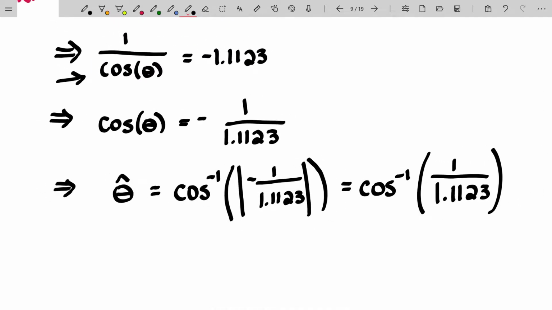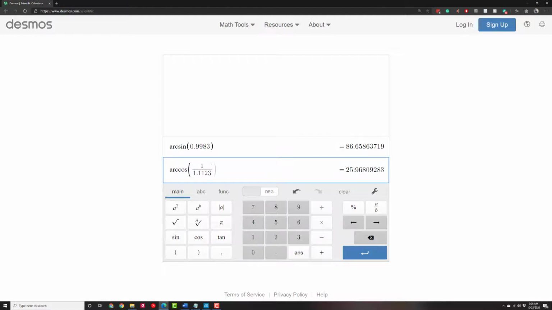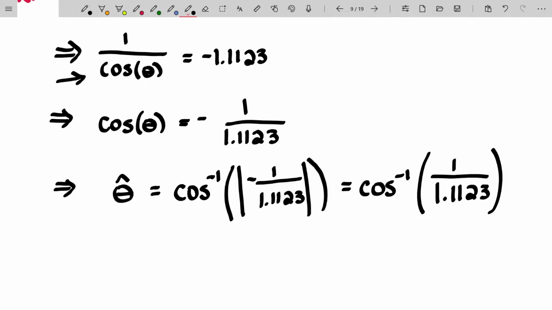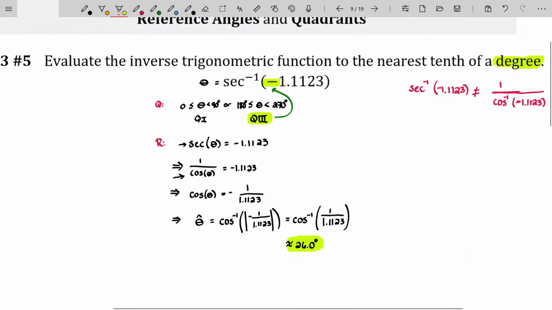So I'm going to hop over to my calculator, and I'll type in arc cos of 1 over 1.1123. You can see that's 25.96, so roughly 26.0 degrees. Now remember, this is my reference angle, not my actual angle. That is my reference angle.